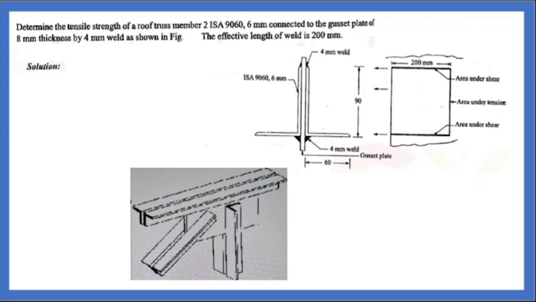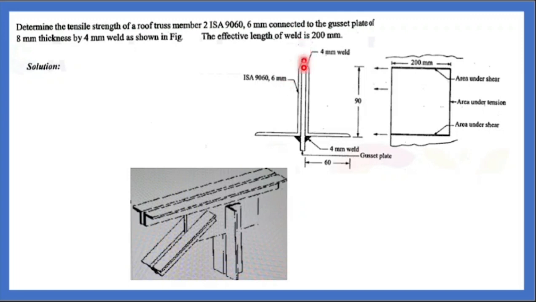Determine the tensile strength of a roof truss. So this is a roof truss, and a single joint is being taken. Two ISA 90 by 60 by 6 angles are connected to a gusset plate. This is the gusset plate, and the two-angle section is being connected to it.